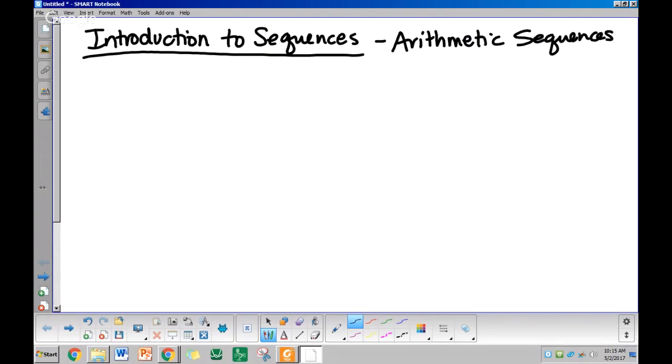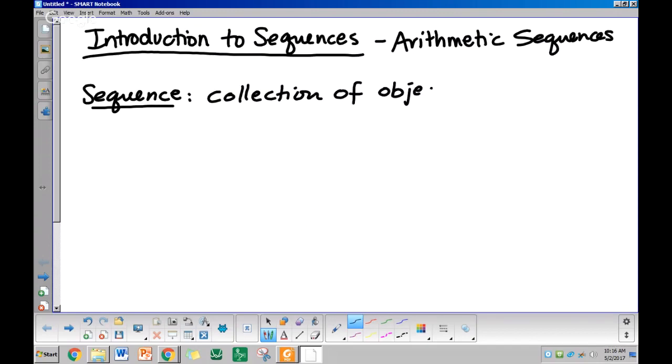Okay. All right. So in order to get started, we've got to talk about what a sequence is. A sequence is nothing but a collection of objects in an order. Now, the collection of objects in our case will be numbers.